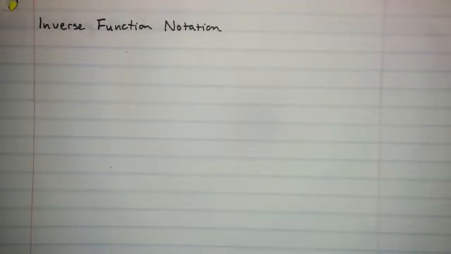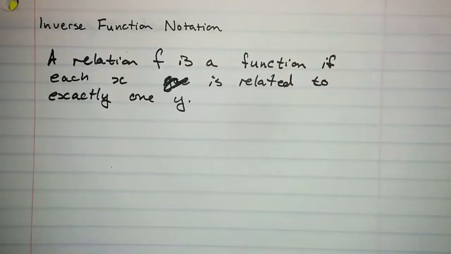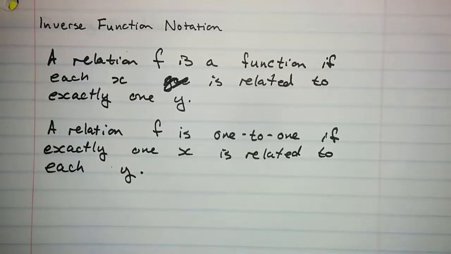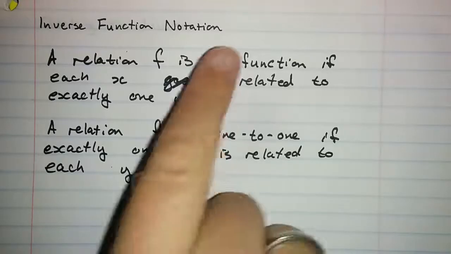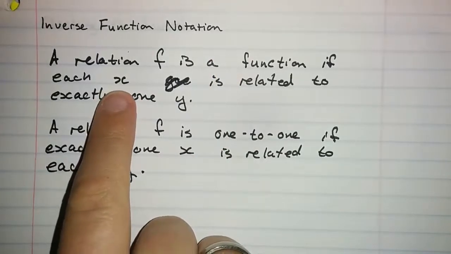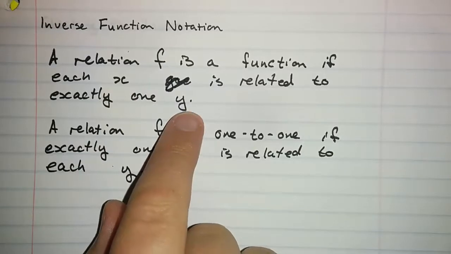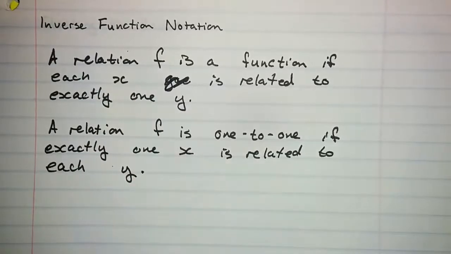Provided the inverse of a function is a function, we have a nice notation for the inverse. So remember, f is a function if each x is related to exactly one y, and a relation is 1 to 1 if exactly one x is related to each y. So function: elements of the domain only get one element of the range. 1 to 1: elements of the range only get one element of the domain.